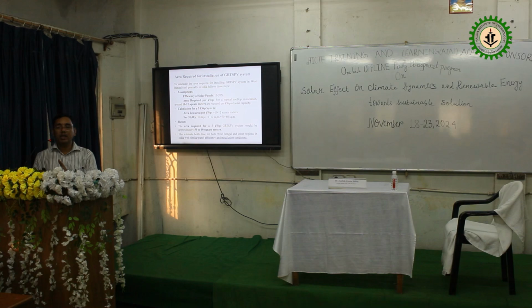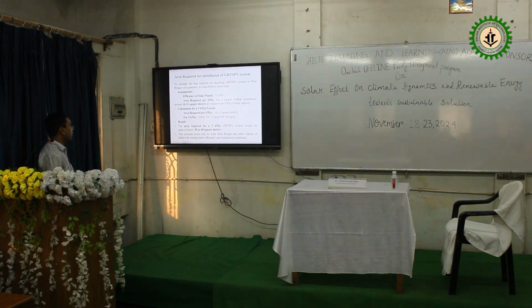You have to give 10% tolerance area. It means plus 10%. Whatever total area comes, you have to take 10% more of that for clearance between the solar panels as well as the nearby area, because you have to clean them, or some space will be there between the solar panels.